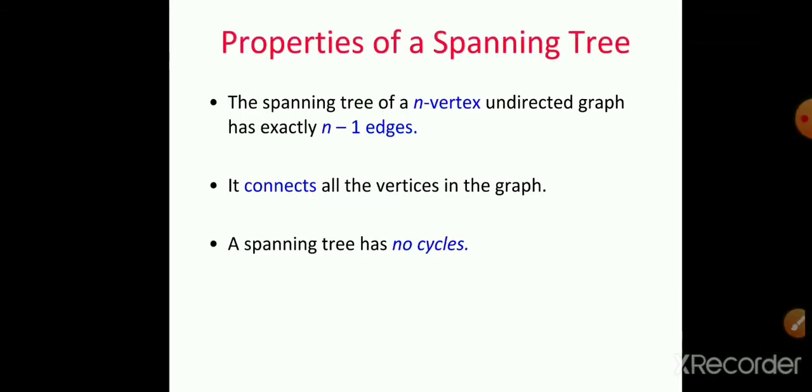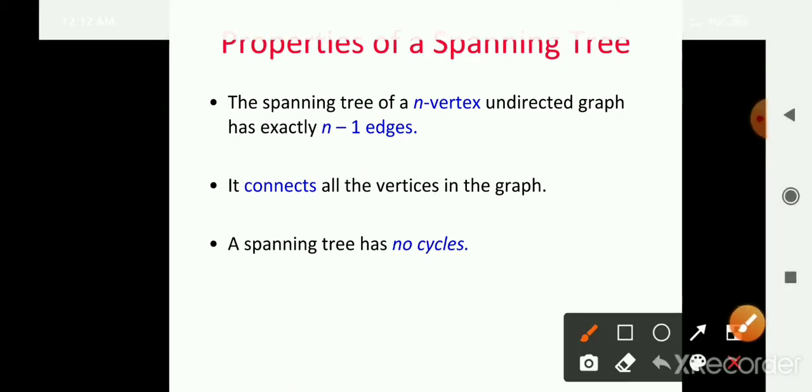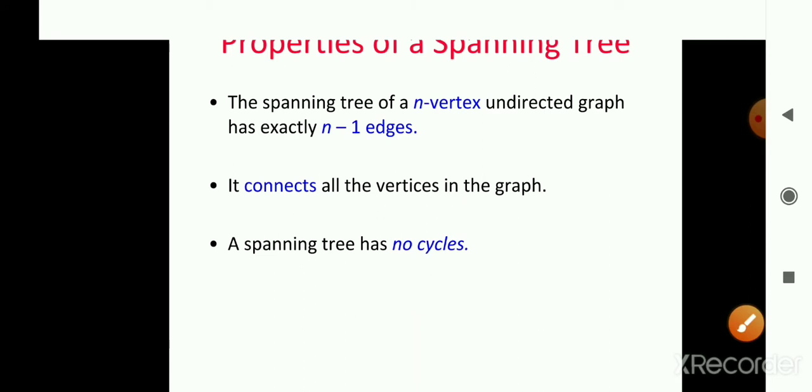Now here are some properties of the spanning tree as we have studied before. A spanning tree with n vertices will have exactly n minus 1 edges. It should be a connected graph, so it should connect all the vertices in the graph. And the spanning tree must not have any cycles between different vertices. We have to maintain all these properties when we study Kruskal's algorithm. So that is the property discussion. Now we are going to study the algorithm.